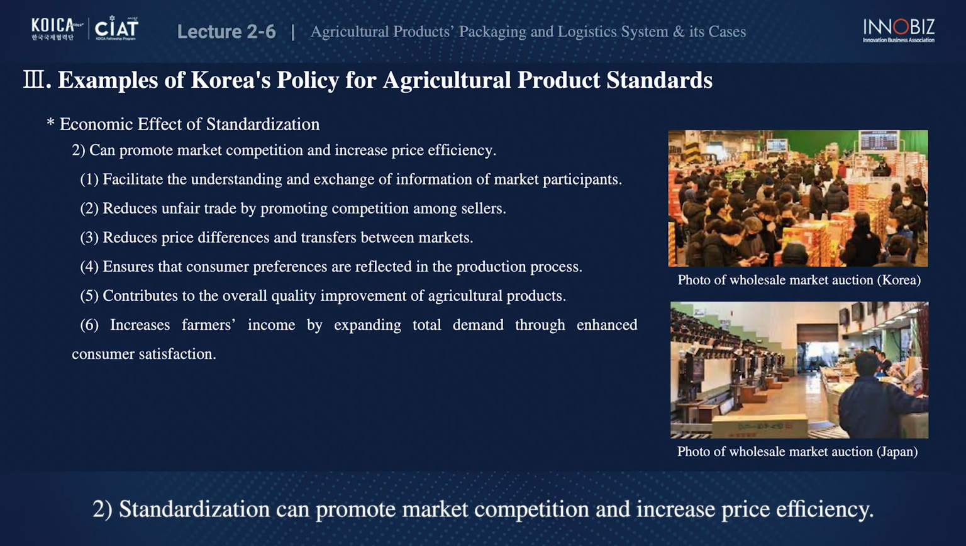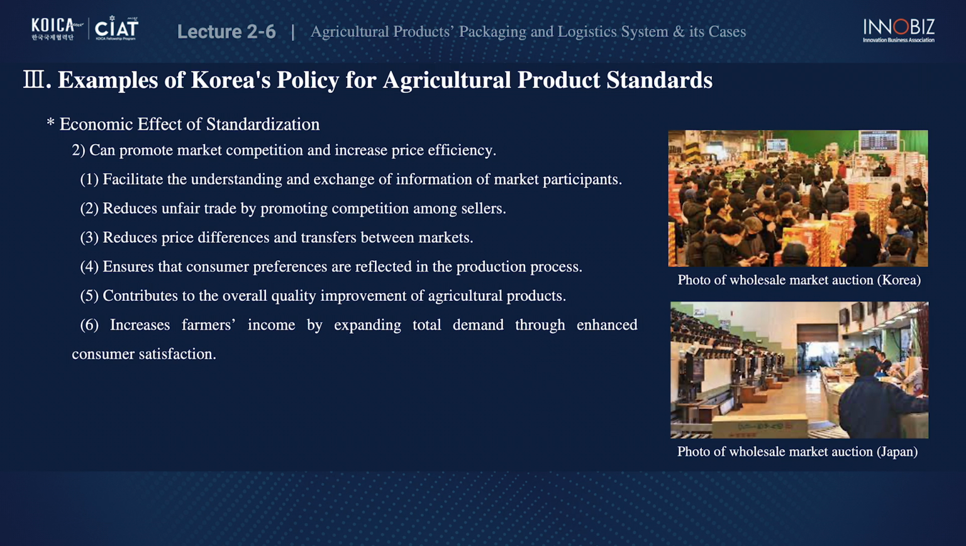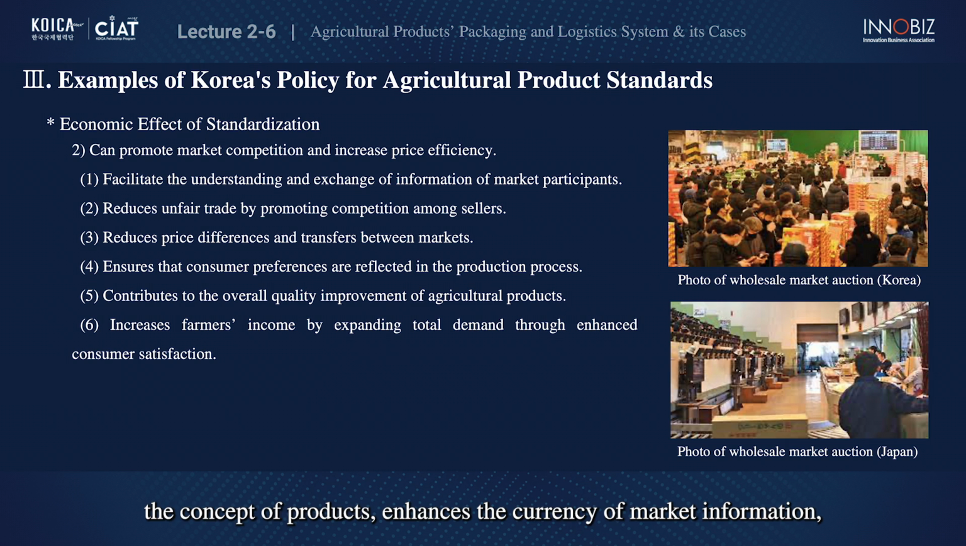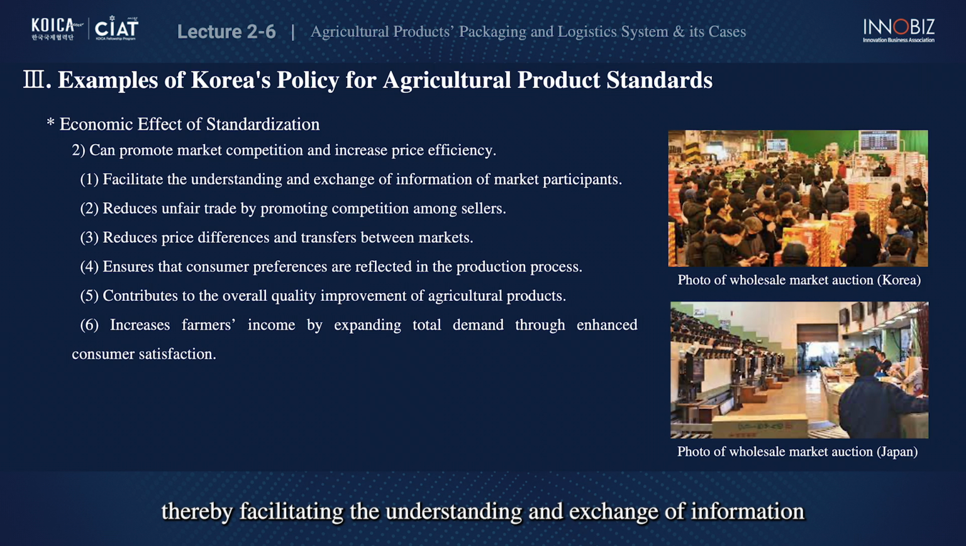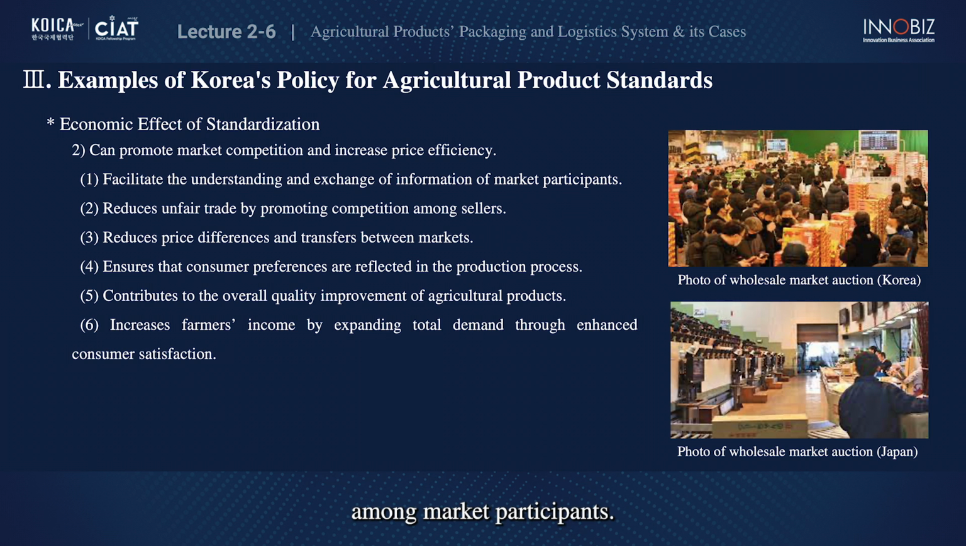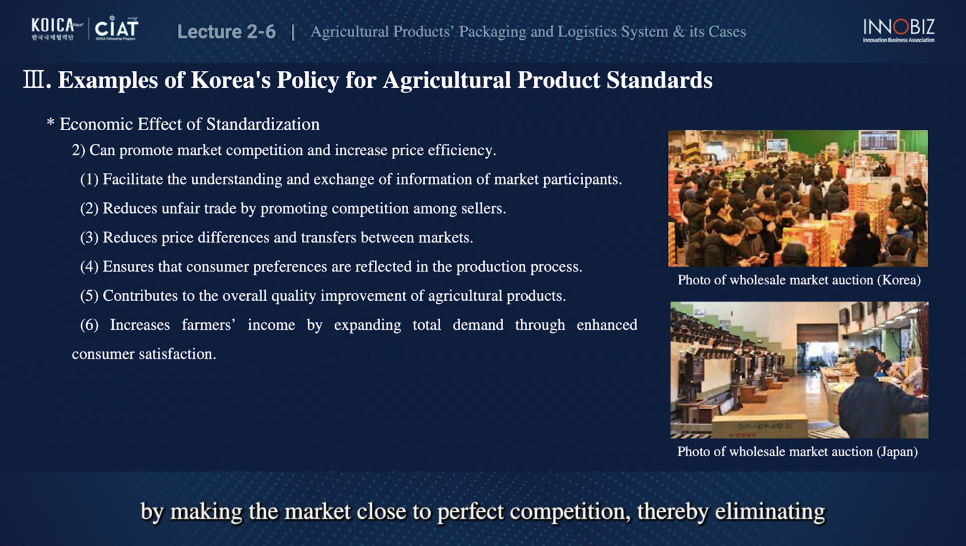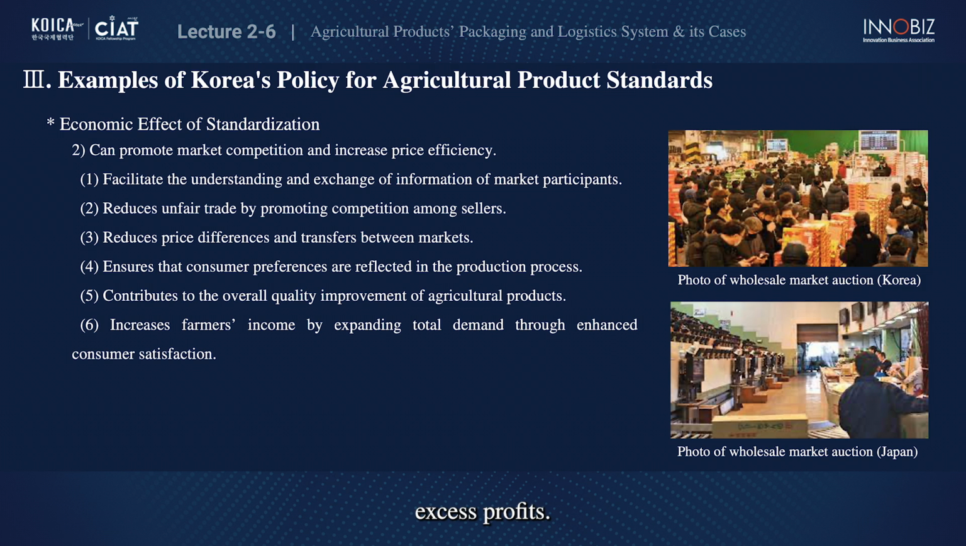Standardization can promote market competition and increase price efficiency. When agricultural products are standardized, it clarifies the concept of products and enhances the accuracy of market information, thereby facilitating the understanding and exchange of information among market participants. It promotes competition between sellers by making the market closer to perfect competition, thereby eliminating excess profits, and it also reduces unfair trade caused by margins from large volume and grading. In addition, accurate distribution information reduces the price differences and transfers between markets through proper distribution.